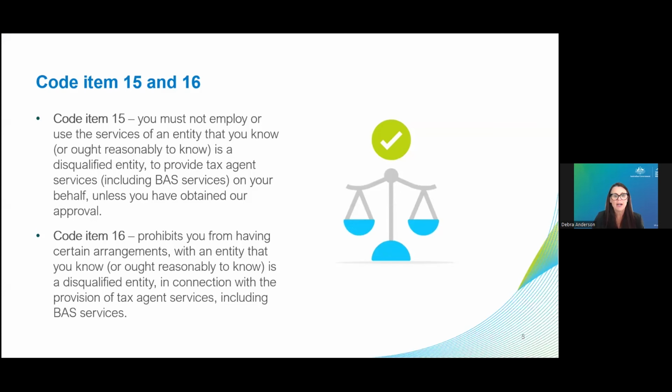So here we go. Under code item 15, you must not employ or use the services of an entity that you know or you ought reasonably to know is a disqualified entity to provide tax agent services, which of course includes tax and BAS agent services on your behalf, unless you have obtained TPB approval. Code item 16 prohibits you from having certain arrangements with an entity that you know or you ought reasonably to know is a disqualified entity in connection with the provision of any tax or BAS agent services. So what does that all mean? And that's what today's webinar is about.